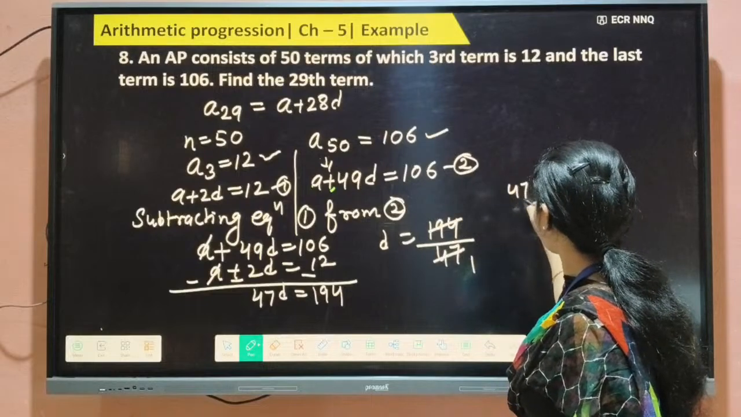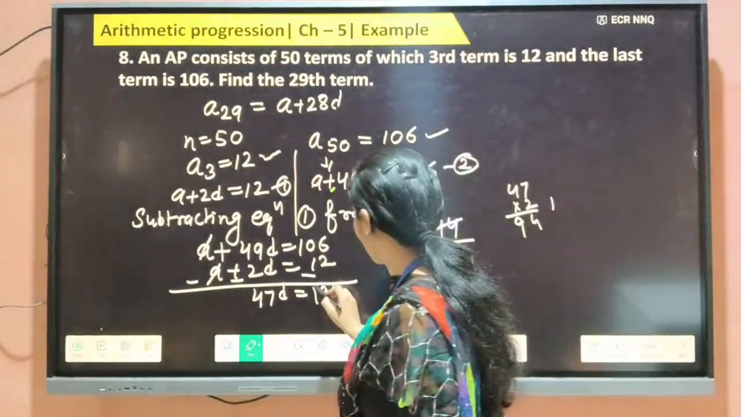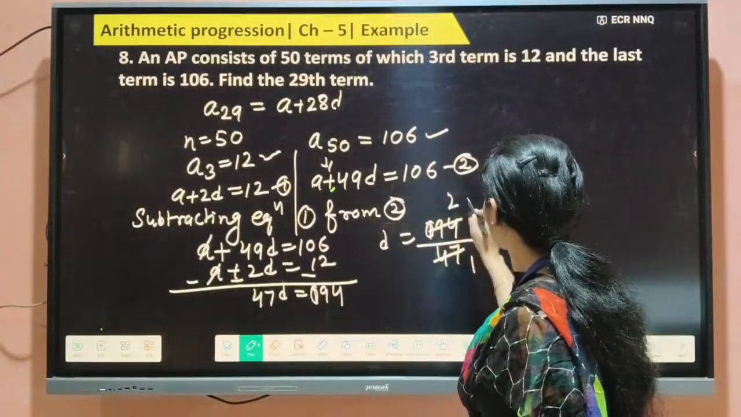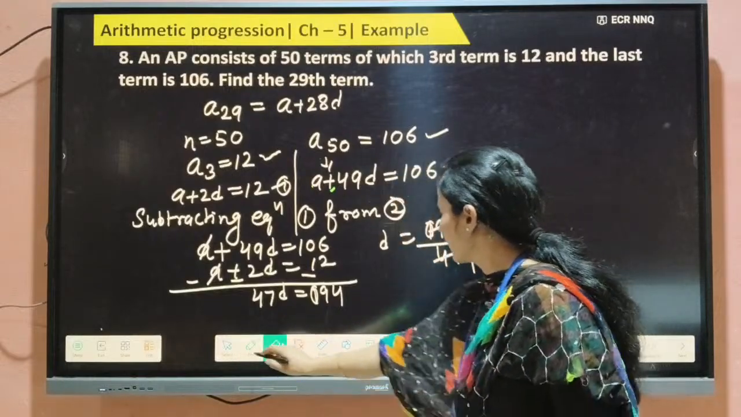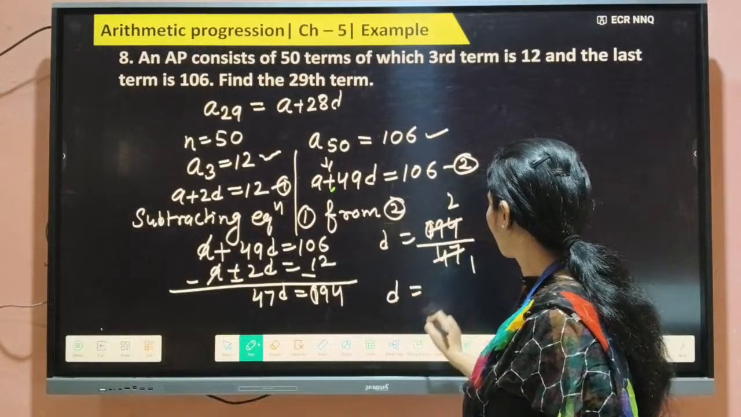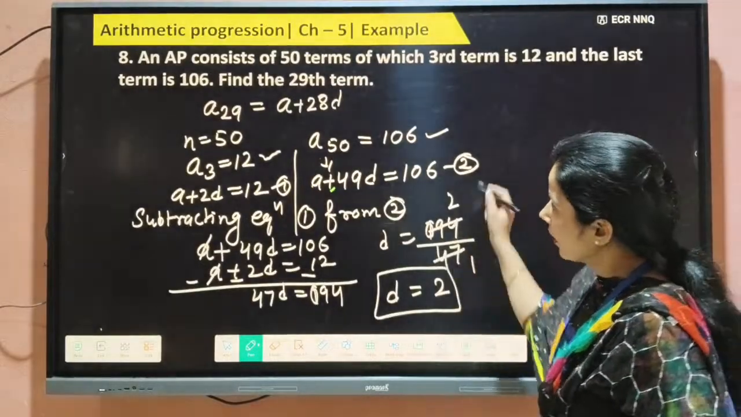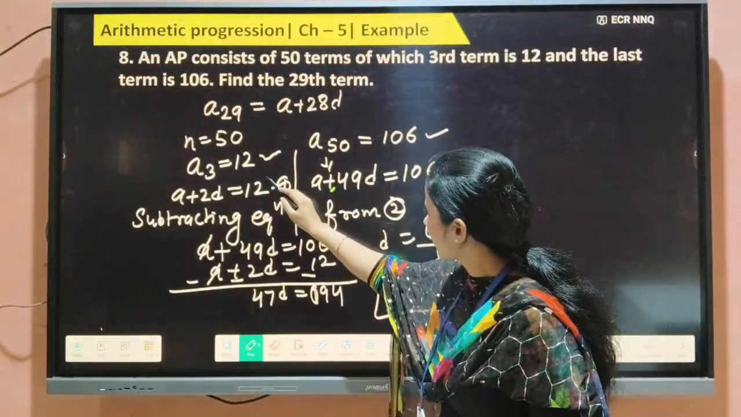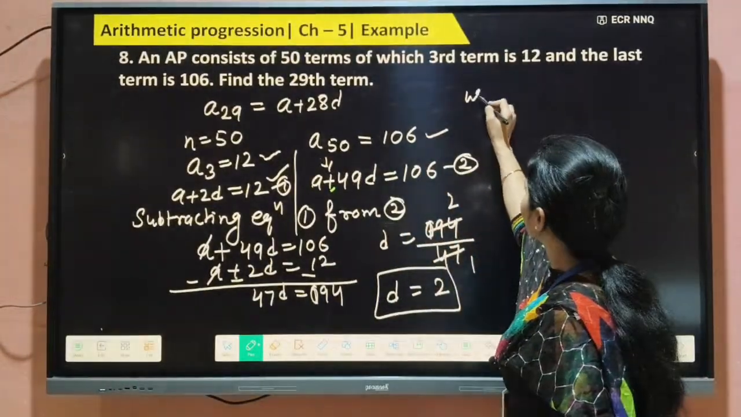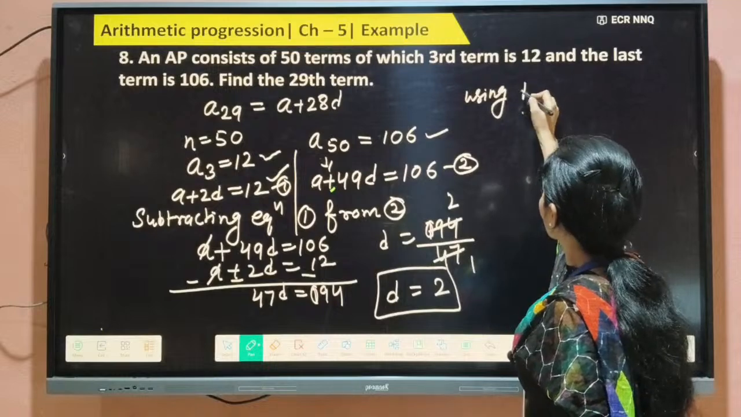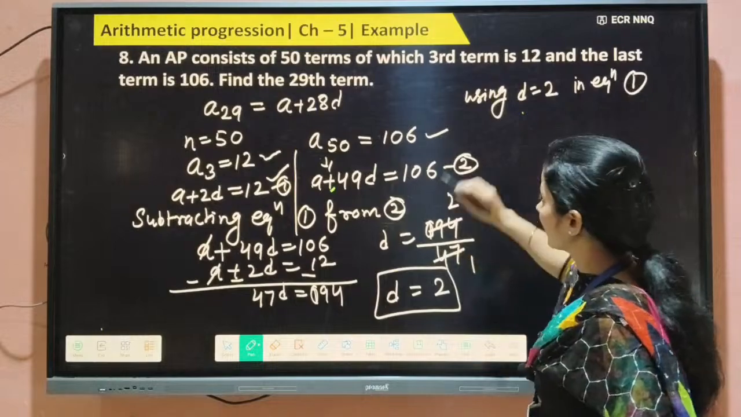See, 47 to 94, there 94. 2. Okay, now see, value of D is 2. Value of D is 2. Now, value of D we are going to use in equation number 1 or in equation number 2. Using D equals to 2 in equation number 1.